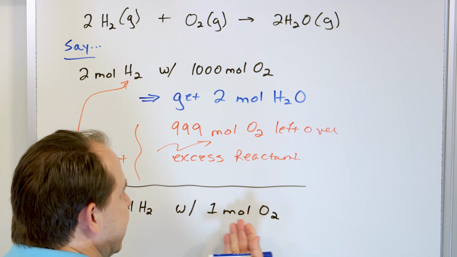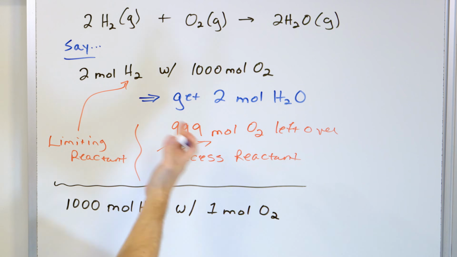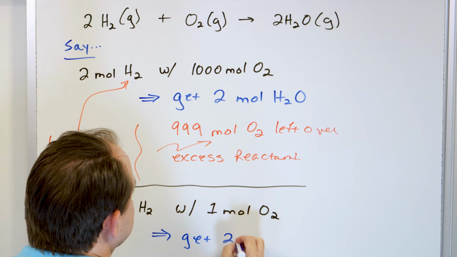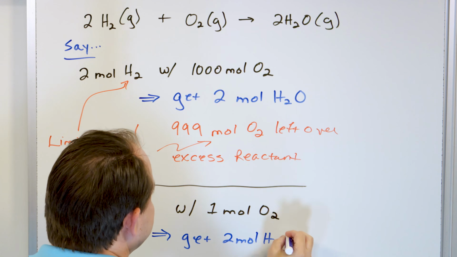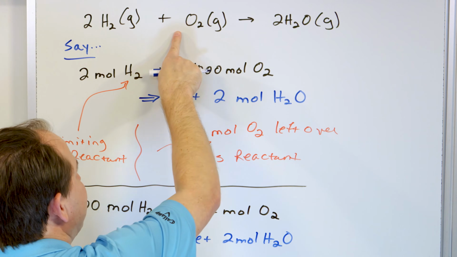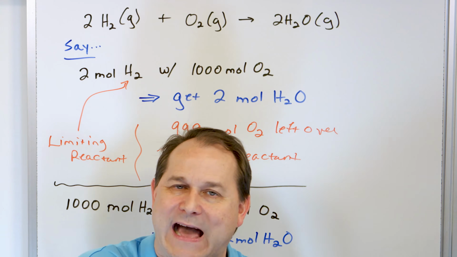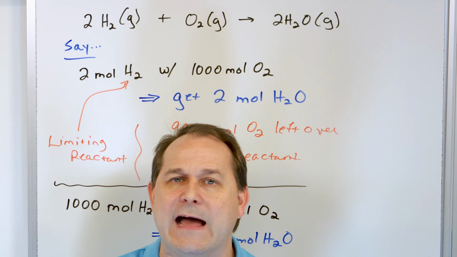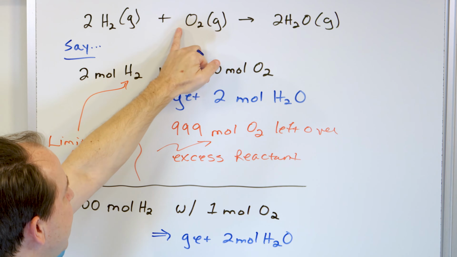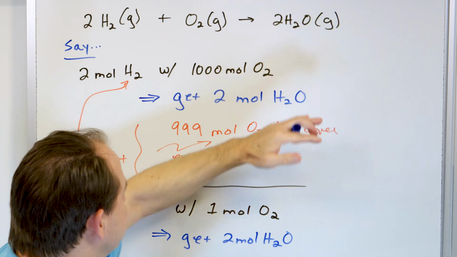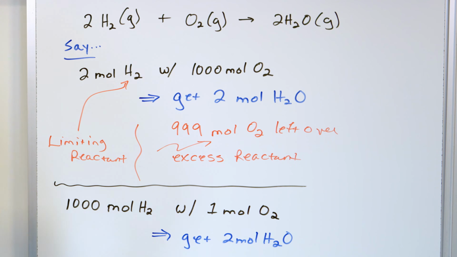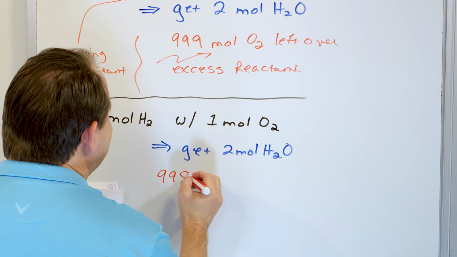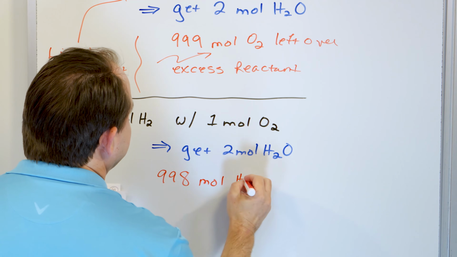Once the oxygen is depleted, the only mole I had there, I'm going to get out of it 2 moles of H2O, just like before, because I had enough excess of the other reactant to fully bond with all of the tiny amount of oxygen I had. Since for every 1 mole of oxygen, if I have enough hydrogen, it's only going to make 2 moles of water, I can write that down. But in that situation, I'm going to have 998 moles of hydrogen left over.